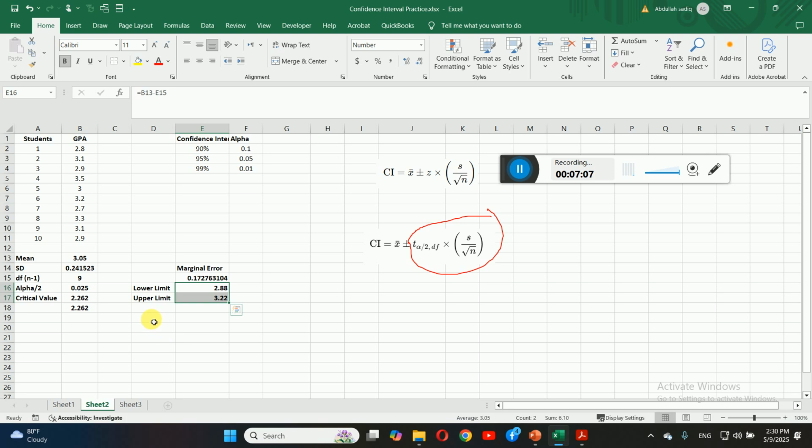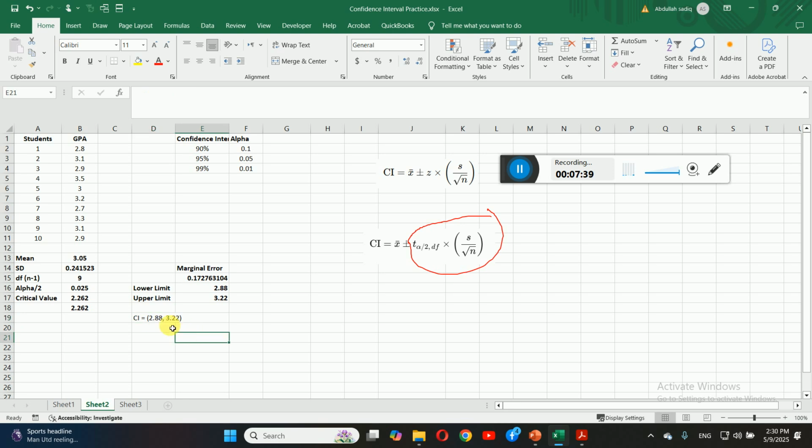So you can type it this way: the confidence interval we found here has the lower limit 2.88 and the upper limit 3.22. What does this really mean, dear students? It means we are 95% confident that the true average GPA lies in this range. This is the central value, and this is the interval built around the central value, based on a 95% confidence interval.